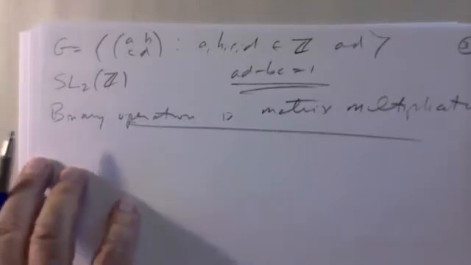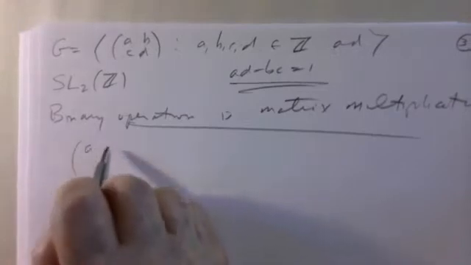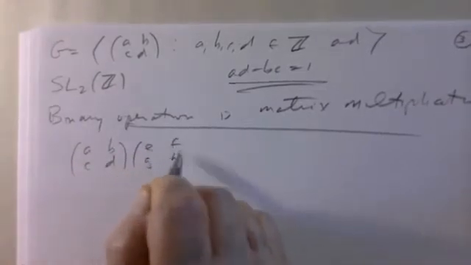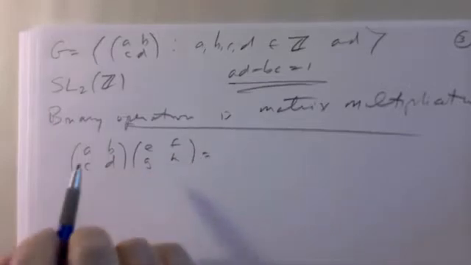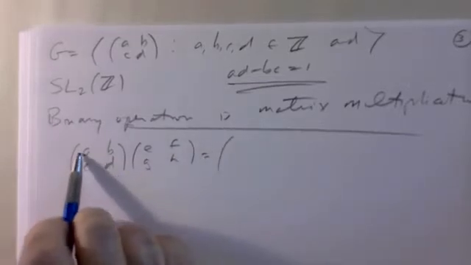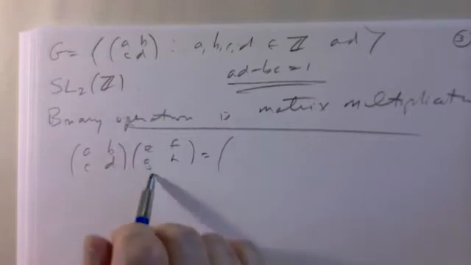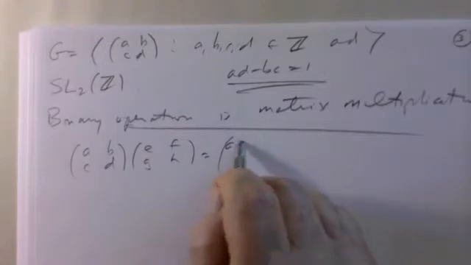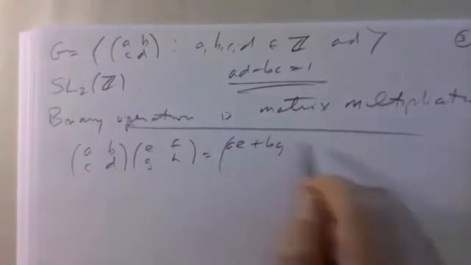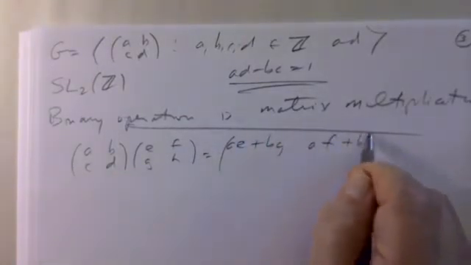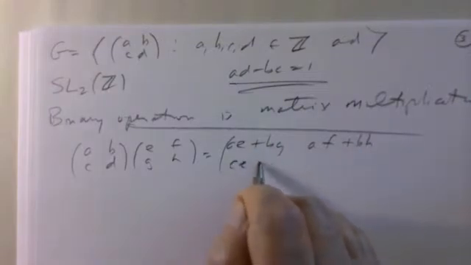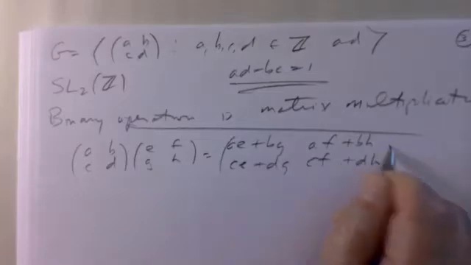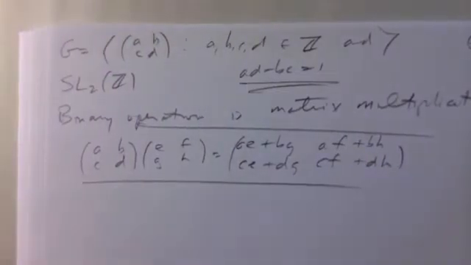How do you multiply two matrices? We have the matrix A, B, C, D, and the matrix E, F, G, H. The multiplication is row into column. So if you multiply the first row times the first column, it's like taking a dot product of vectors. This is AE plus BG, AF plus BH, CE plus DG, CF plus DH. All right, that's what it is.